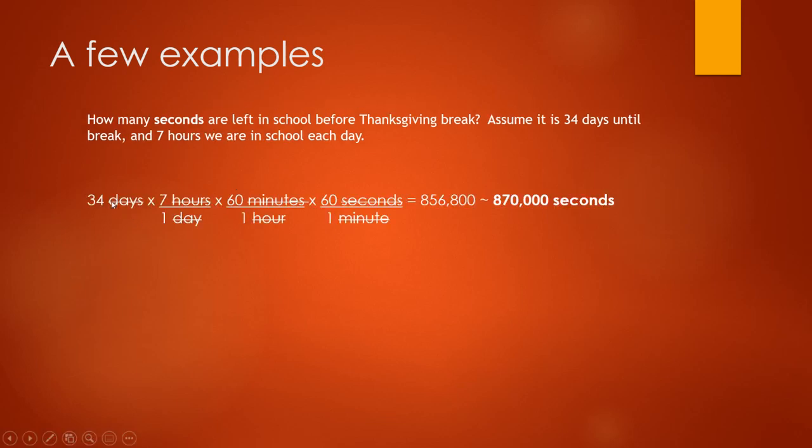So we're going to convert all of that using the same procedure. So 34 days starts up here. And we know that there are 7 hours in each day. We write it like this: the days cancel. We know there's 60 minutes in an hour, and the hours will cancel. We know that there's 60 seconds in a minute, and those will cancel. So we get 856,800 seconds. This is the exact number of seconds that you would spend in school. If we did want to round it to 2 significant digits, we would round it up. It says to 87,000. That's not right. It would be 86,000.